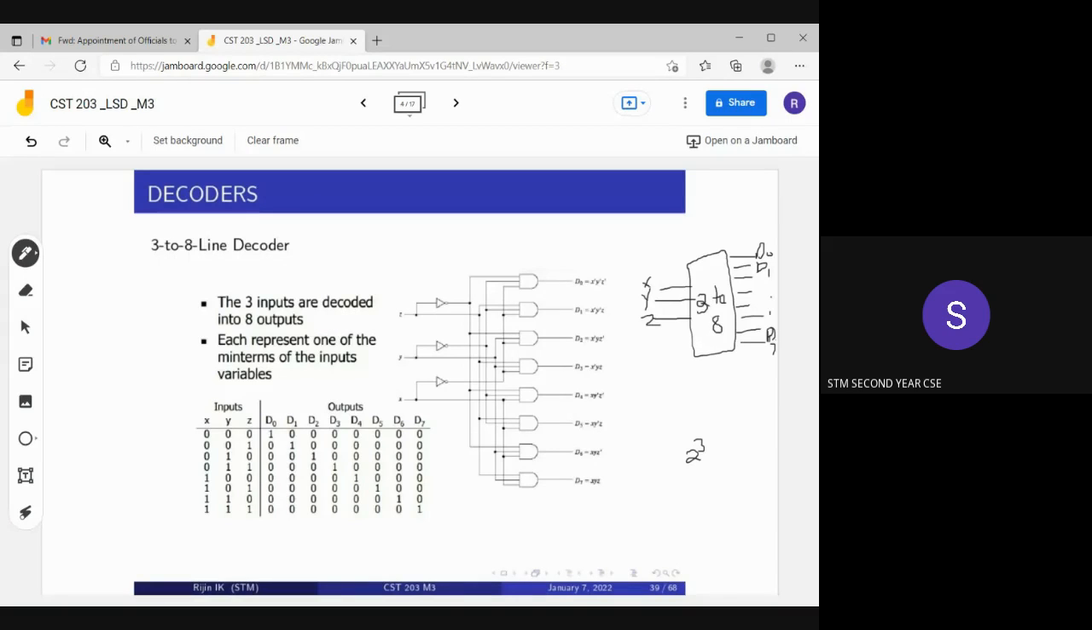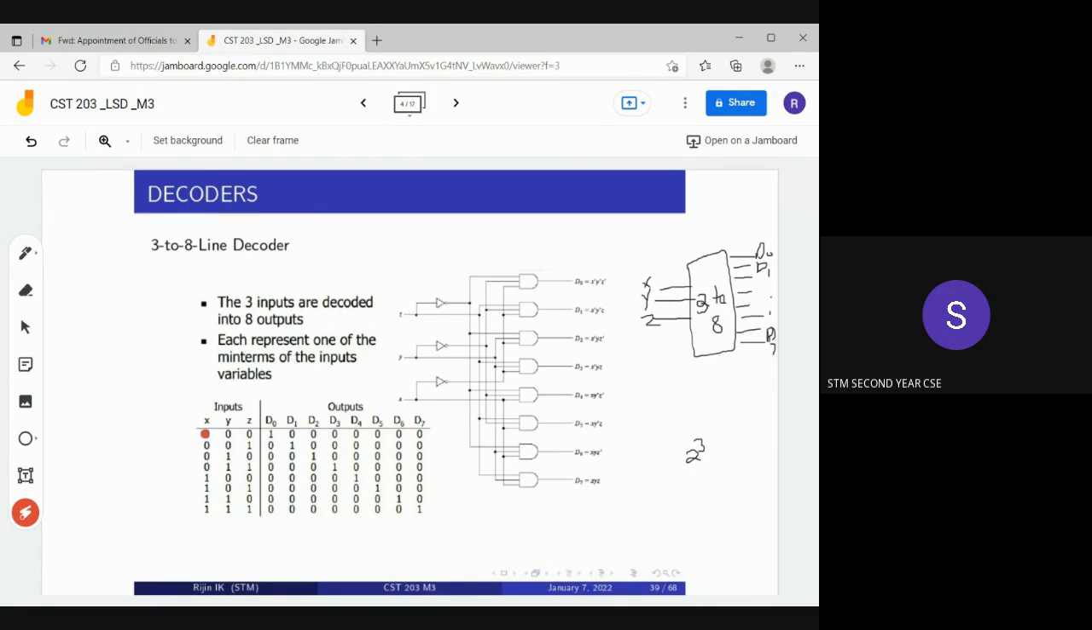ഇതിൽ 3 ഇൻപുട്സ് ഉണ്ടാവും 8 ഔട്ട്പുട്ട് ഉണ്ടാവും അല്ലേ? അപ്പൊ അതിന്റെ കറസ്പോണ്ടിങ് ആയ ട്രൂത്ത് ടേബിൾ ആണിത്. 3 ഇൻപുട്സ് XYZ. ഓക്കെ, അതിന്റെ കോമ്പിനേഷൻ ആണ് ഇവിടെ എഴുതിയത്: 0 0 0, 0 0 1, 0 1 0, 0 1 1, 1 0 0, 1 0 1, 1 1 0, 1 1 1.